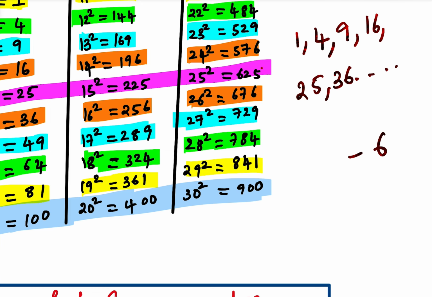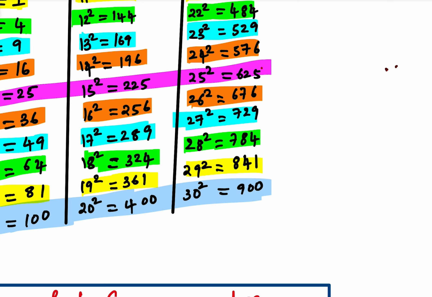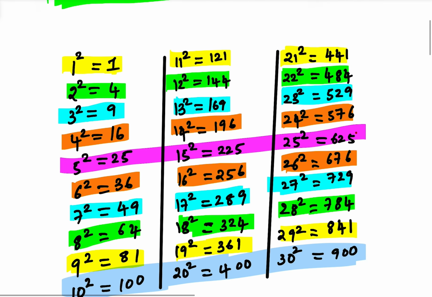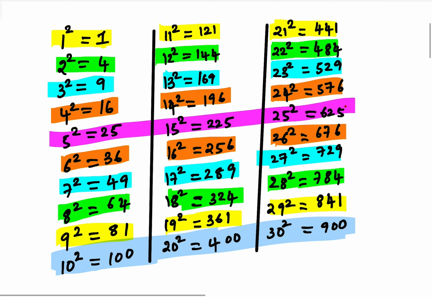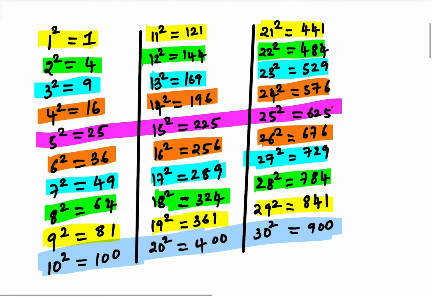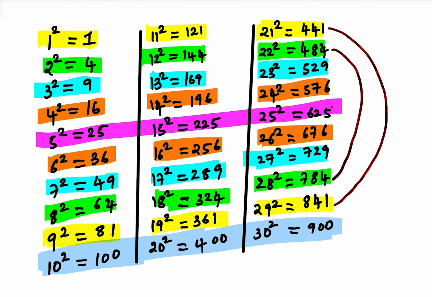Point number 2, let me explain. I have written the squares from 1 to 30. Observe the squares from 1 to 30. Now observe the last digit of the square numbers. You can see here, you can have 1 as the last digit. You can have 4 as the last digit. You can have 5 as the last digit. You can have 6 as the last digit. You can have 9 as the last digit. You can have 0 as the last digit.